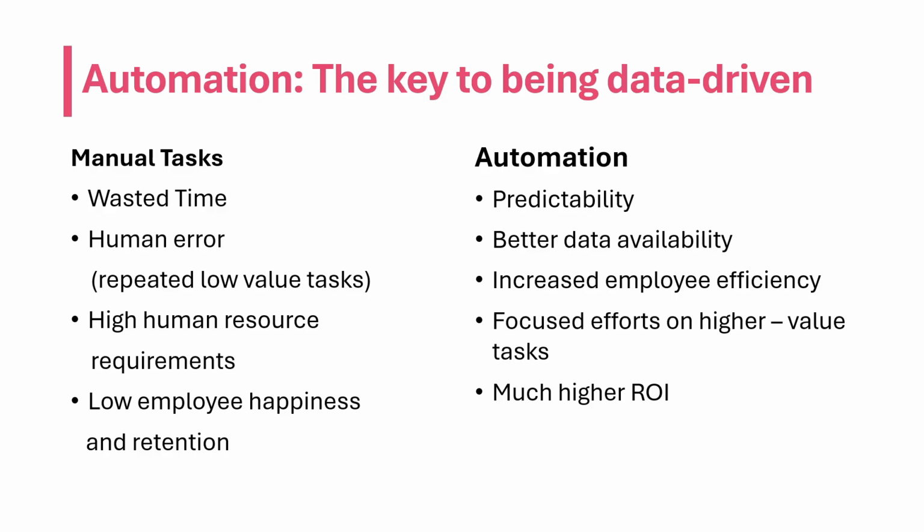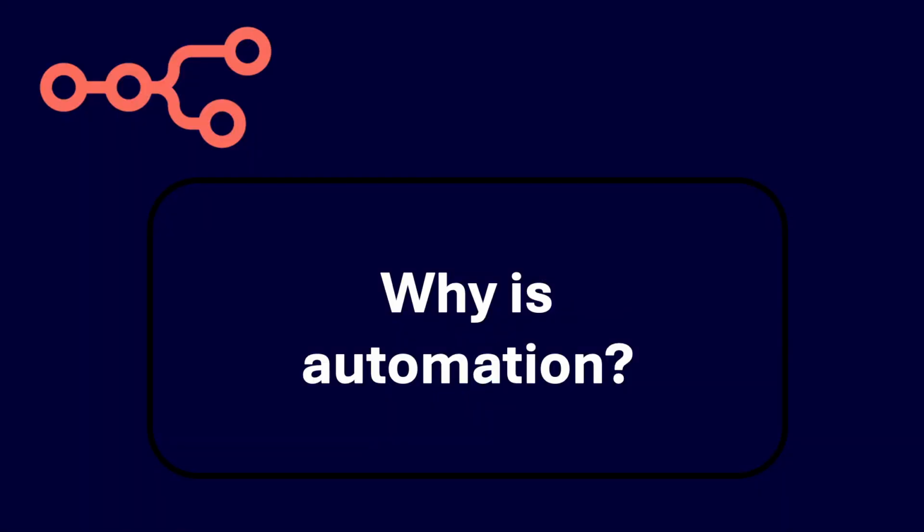Also it helps focus efforts on higher value tasks, and as a result, eventually it gives a much higher return on investment. So now we will see what automation is. Let's define automation in simple terms. Automation means creating a set of steps that run automatically based on certain conditions or triggers.